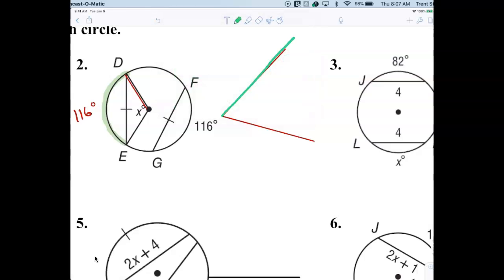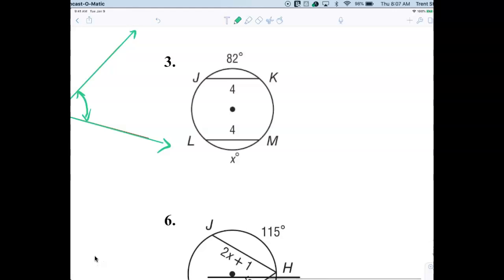If I go here to here and here to here, did the angle change at all? No, that angle did not change. Just because the angle is larger doesn't change that angle measure. Does everybody agree with this? All right, so hopefully you understand that.